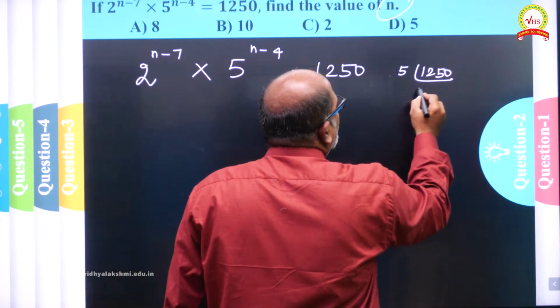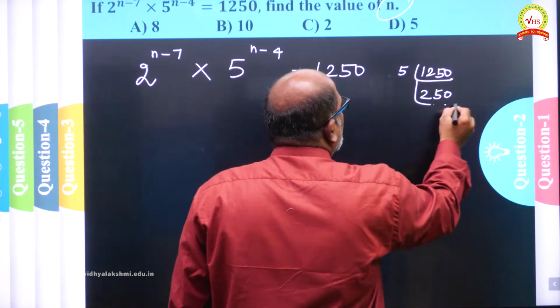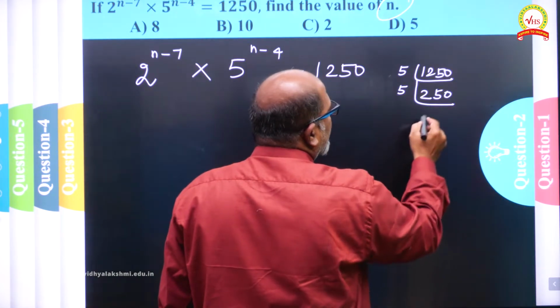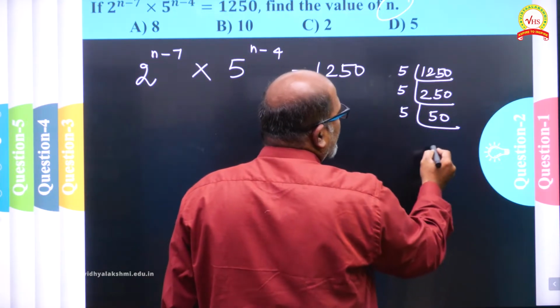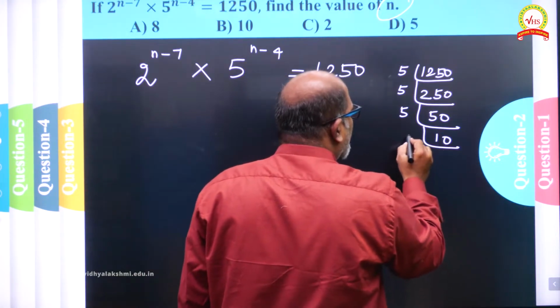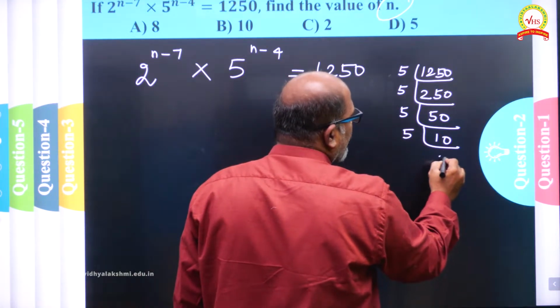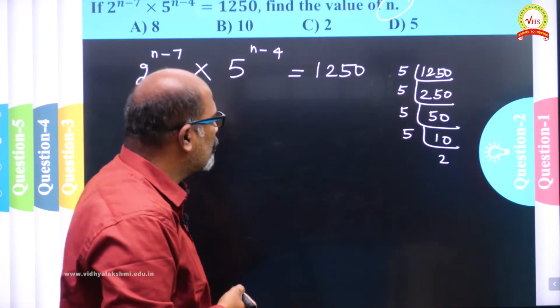I want to do prime factorization starting from 5. 5 2s are 10 and 5 5s are 25, 0. And here again I am going to divide by 5. So 5 5s are 25, so 50. Next again I am going to divide by 5. So 5 10s are 50. Also again I can go with 5. So 5 2s are 10. So these are the prime factors of this 1250.